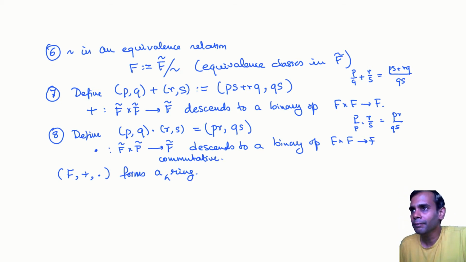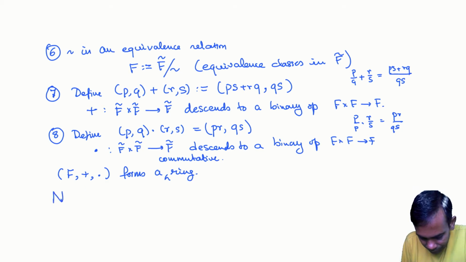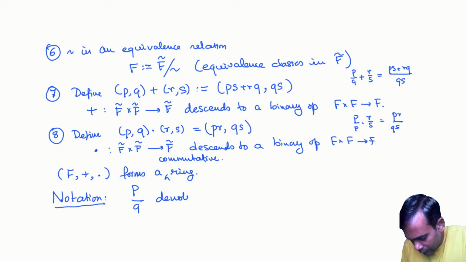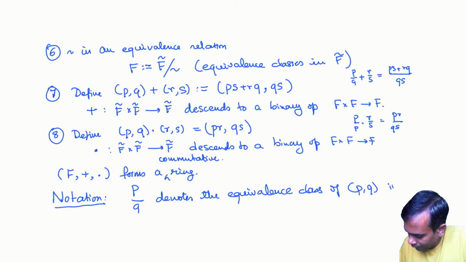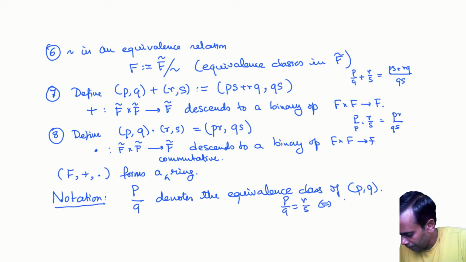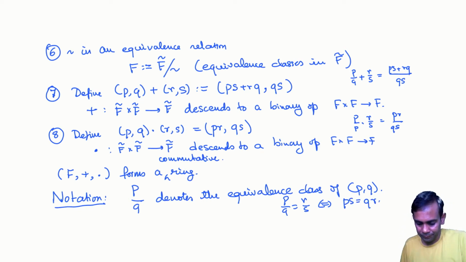Okay, and we'll use the notation P over Q to denote the equivalence class of (P, Q), which is an element of F tilde, in F. So this equivalence class is an element of F. With this notation, we literally have that P by Q is equal to R by S if and only if PS is equal to QR, because in that case these equivalence classes are the same equivalence class.